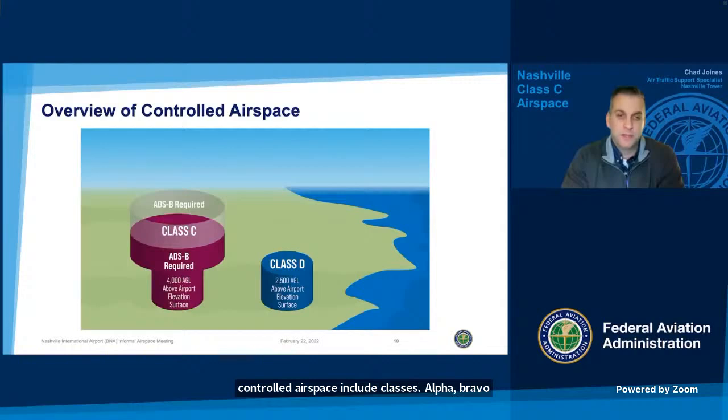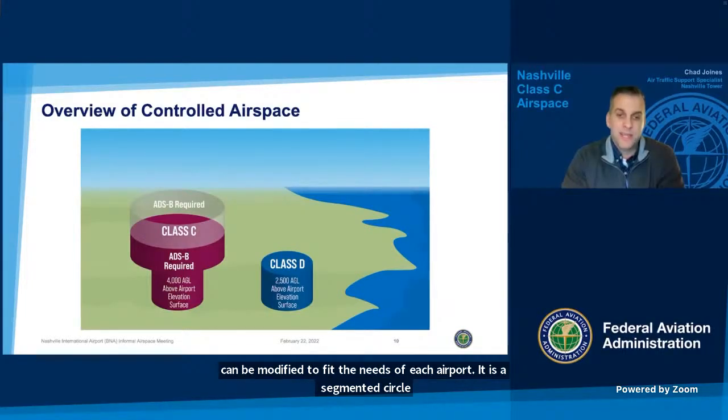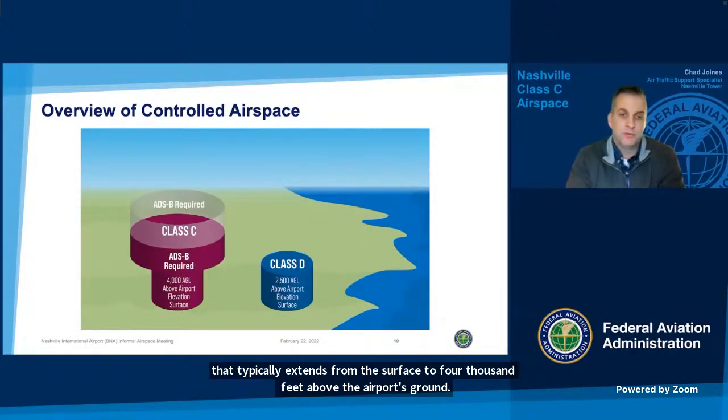It is a segmented circle that typically extends from the surface to 4,000 feet above the airport's ground elevation. Lateral boundaries are up to 5 nautical miles surrounding the airport at the surface and up to 10 nautical miles at the outer rings. Radio communication with air traffic control must be established prior to entering this airspace.